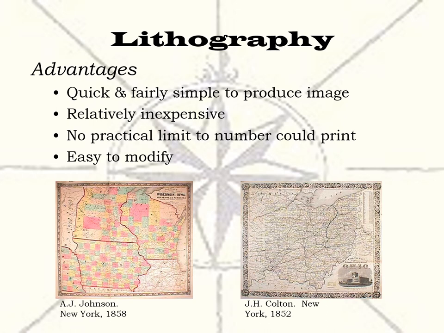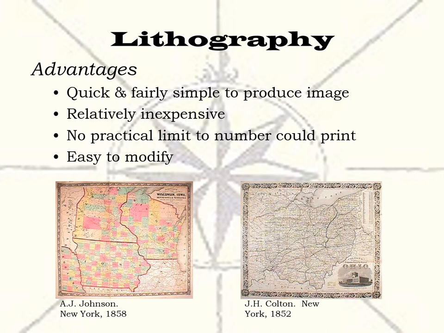So, what are the advantages of using lithography to make maps? First, it was quick and relatively easy to produce the image on the stone. Senefelder claimed it was 3 times faster than engraving. Then the process was relatively inexpensive. The ease and quickness of producing a lithograph meant that less time and skills were needed, and also the stones could be reused. There was also no practical limit on how many impressions could be run off from a lithographic stone. And finally, it was easy to modify or correct a lithographic stone.